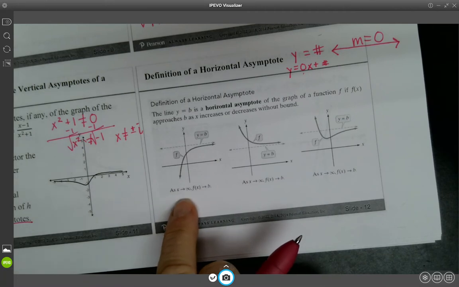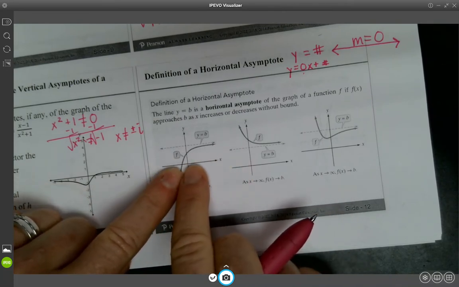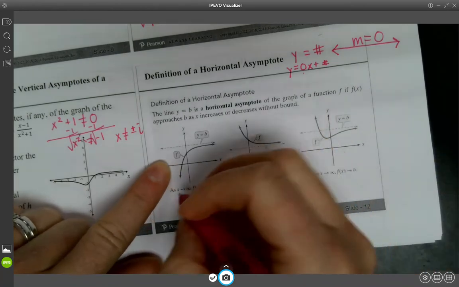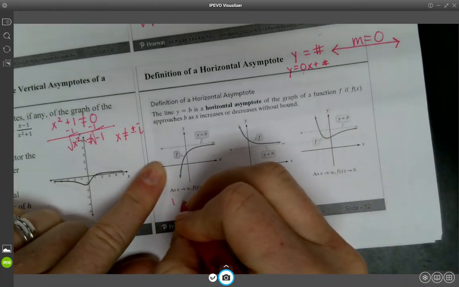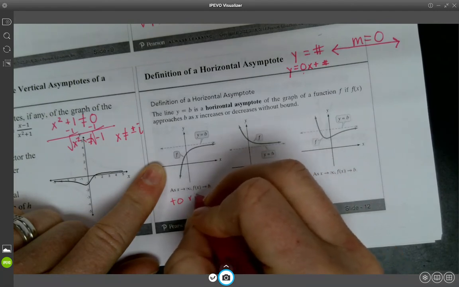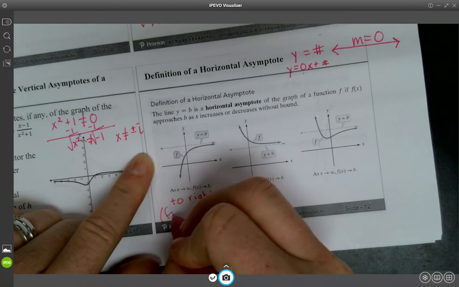So you're going to do how it approaches it. So as x approaches infinity, so think of x here. As x approaches infinity, x goes to the right, from left to right. Not from right to right, from left.